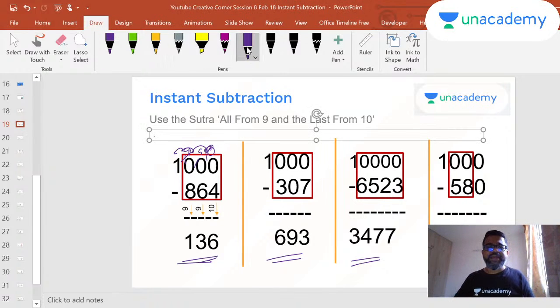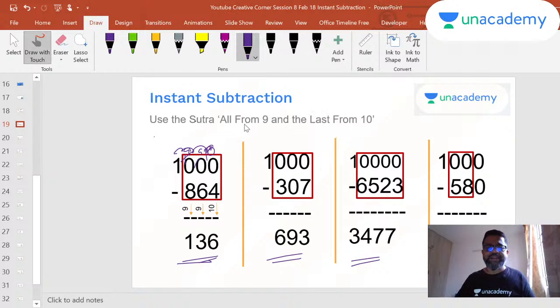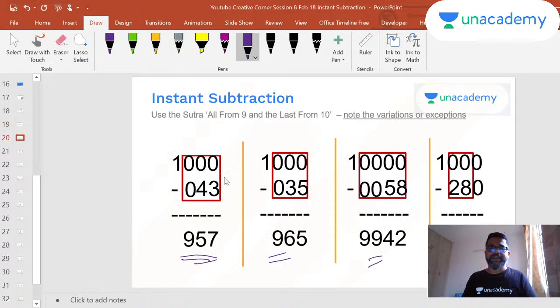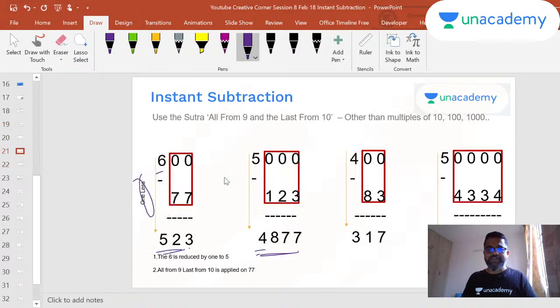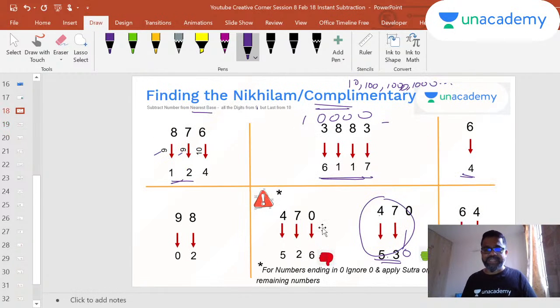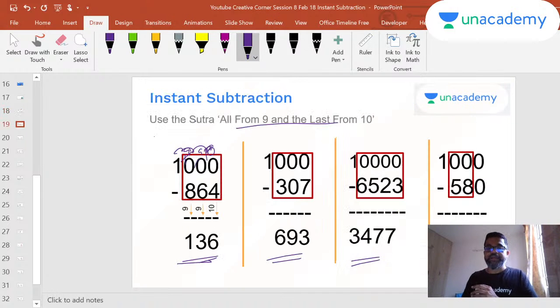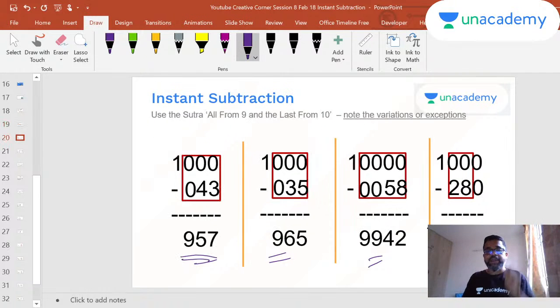All from 9, last from 10, right? That means you subtract all the numbers from 9 and the last one from 10. That's all, right? Only exception was when you have a 0. As I told you at the end, you skip that 0. You can apply the rule for everything else, except the 0, right? Any 0 in between is okay. 0 at the end. Okay, and when you have fewer digits, you pad it up with zeros and apply the same rule, right?